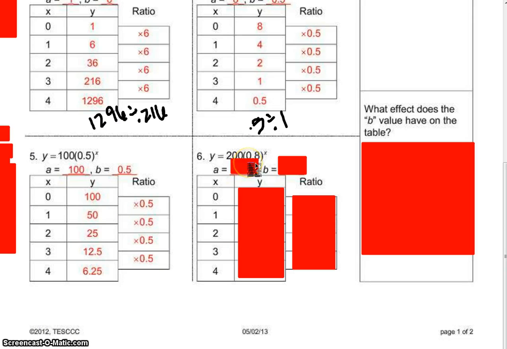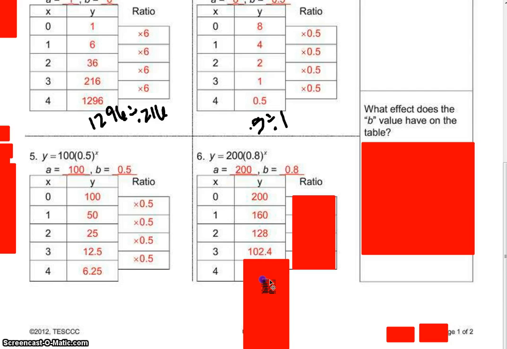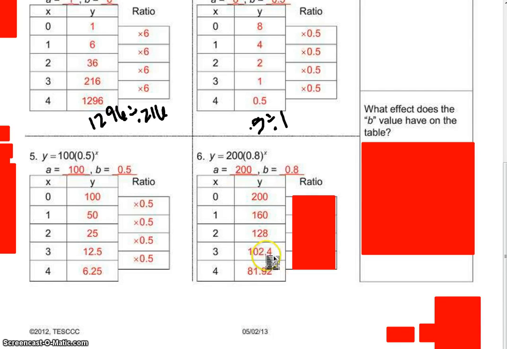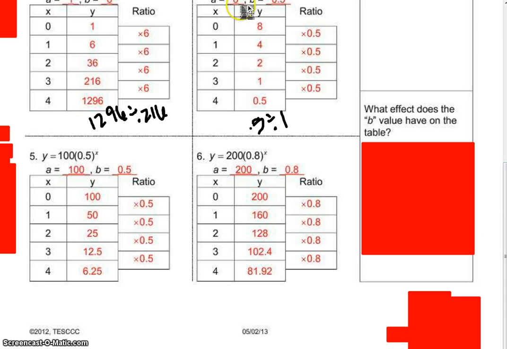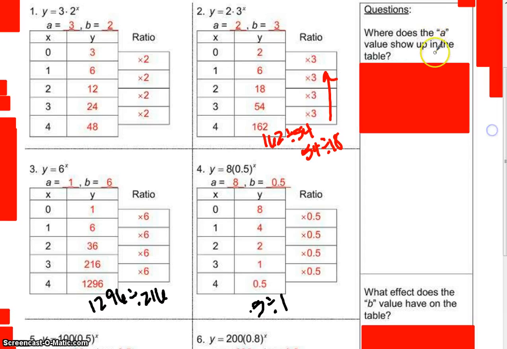Number 6, you have 200 times 0.8 to the x. Your a is 200, your b is 0.8. Put it into y equal, look at your table, and you have 0, 200, 1, 160, 2, 128, 3, 102.4, and 4, 81.92. So your ratio here is 0.8. Once again, if you're not sure, you would say 81.92 divided by 102.4, and that's where you would get your 0.8.